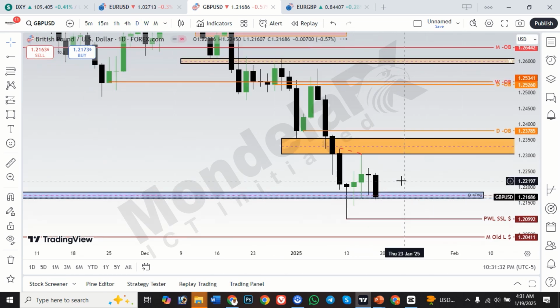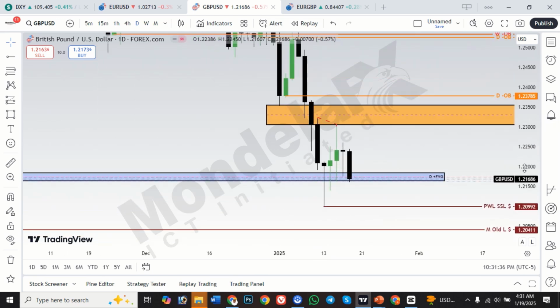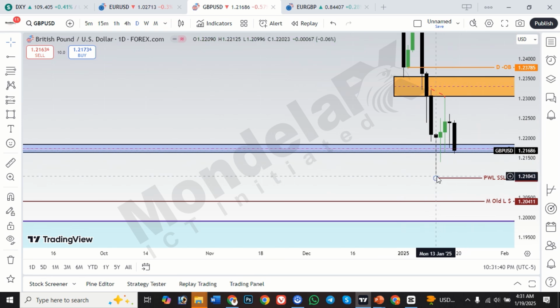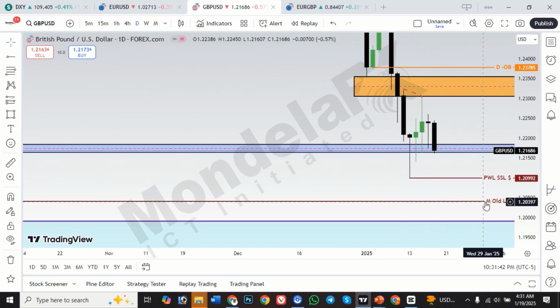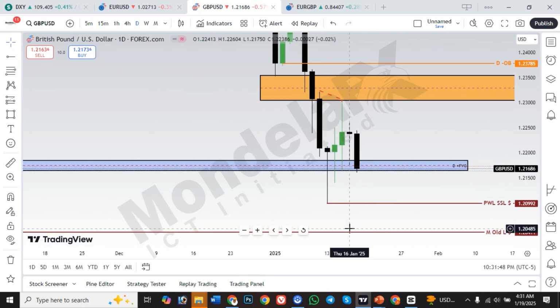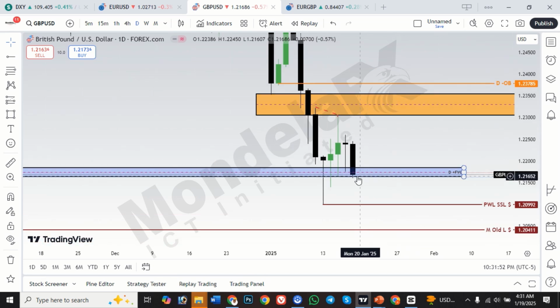So let's take it to a daily chart. You can see right here now, this is a daily chart. Now we are still bearish. They are running for this previous week low and this monthly old low. This M stands for months. So we are still bearish here for the week. That's what I was saying here. And as it stands right there, I'm not going to trade it. I'm not going to make any execution here from where it is right now.